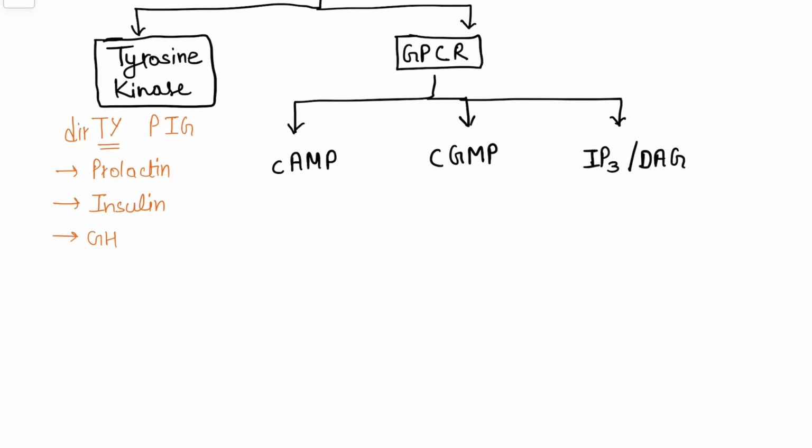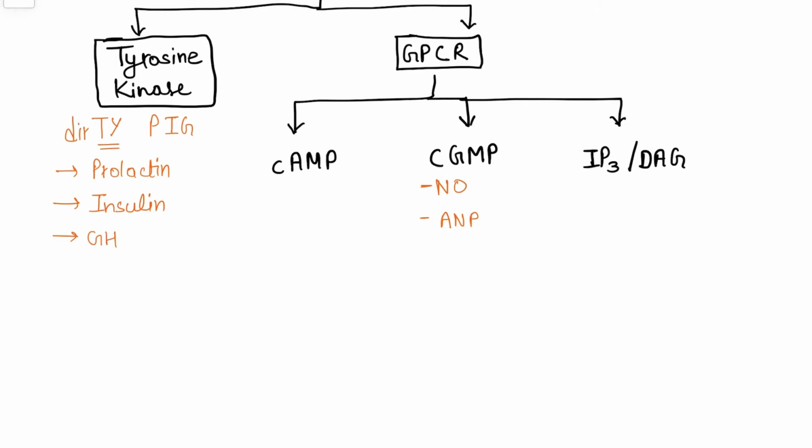Now listen to me carefully. First of all, let's talk about cyclic GMP. We have to just learn two hormones that are nitric oxide and ANP.